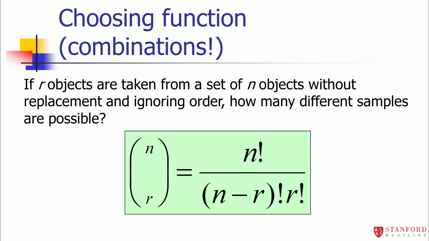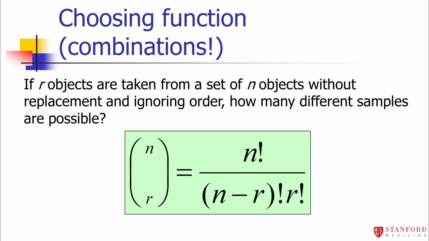So if I have r objects taken from a set of n objects without replacement and ignoring order, this is a combination. And if I want to know how many different samples, how many different sets are possible, that's an n choose r function. It's just a mathematical function, so what you do is you apply this formula. It's n factorial divided by n minus r factorial times r factorial. So that answers the question.